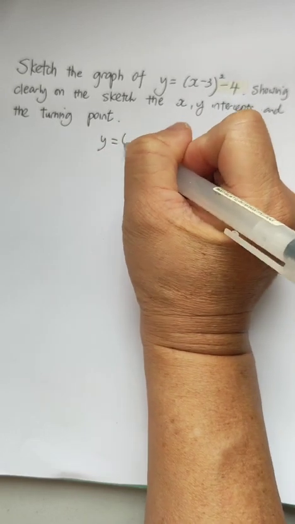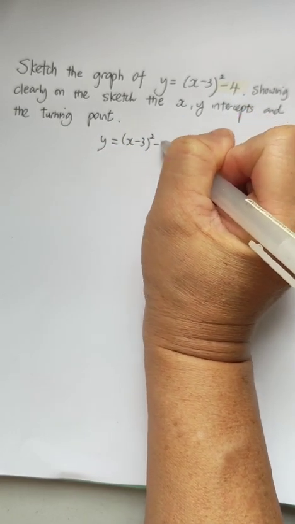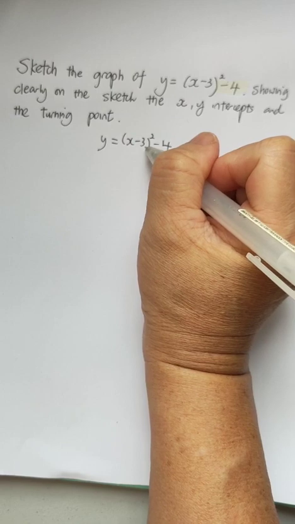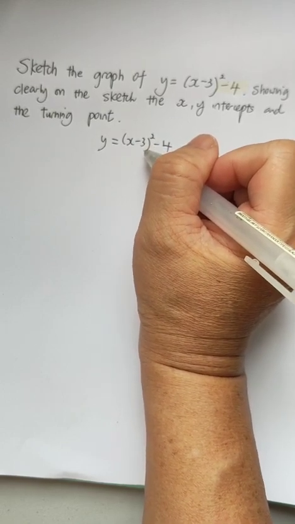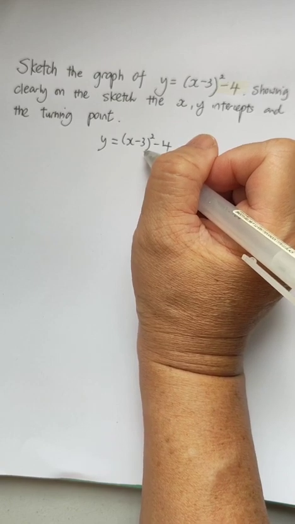curve given. It's already in the completed square form. So please don't go and expand it. Please don't go and expand it and then factorize it. It's already factorized for you in the completed square form. So from here we can find our turning point.